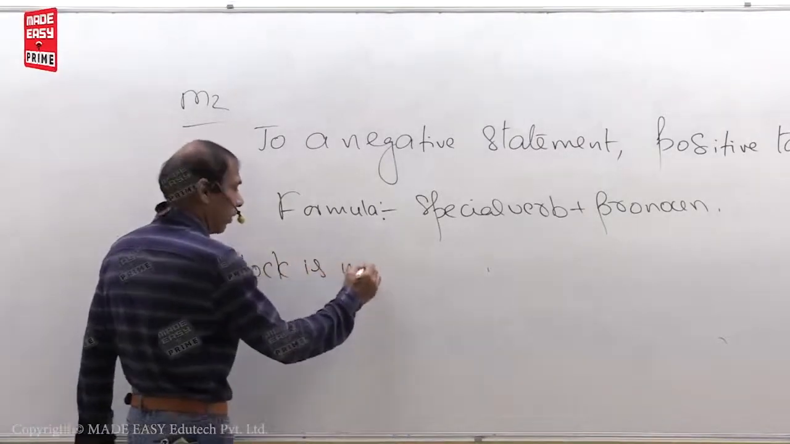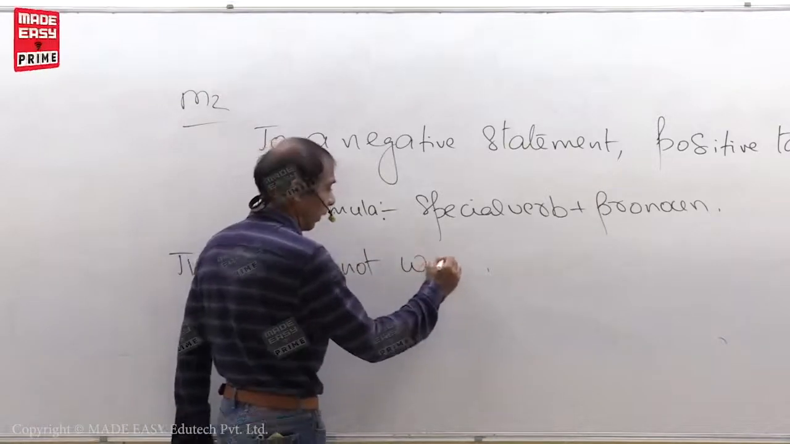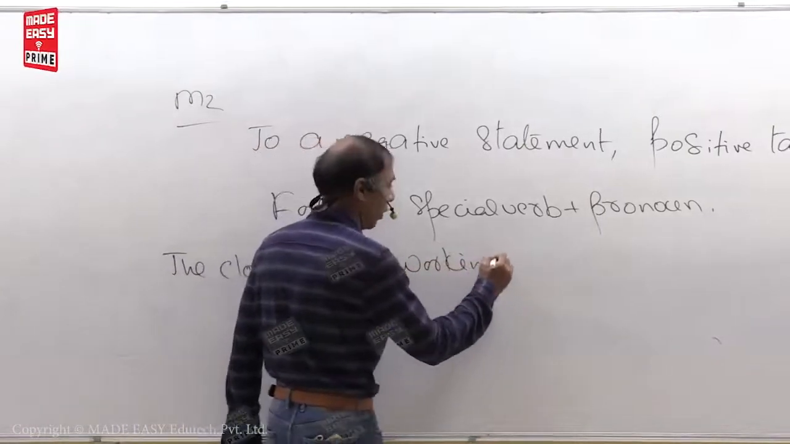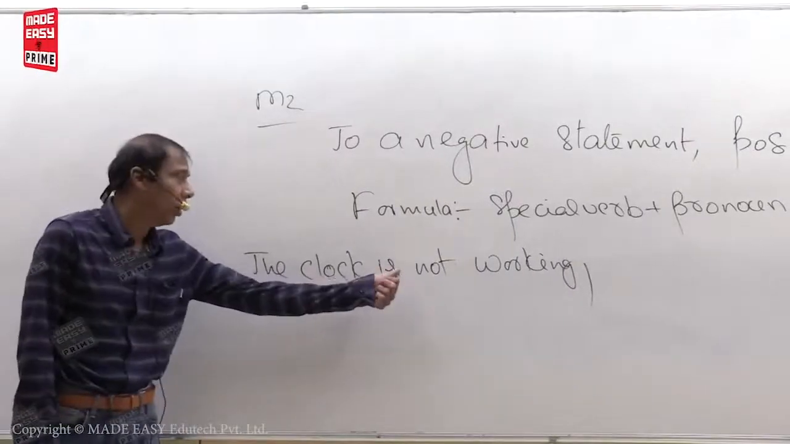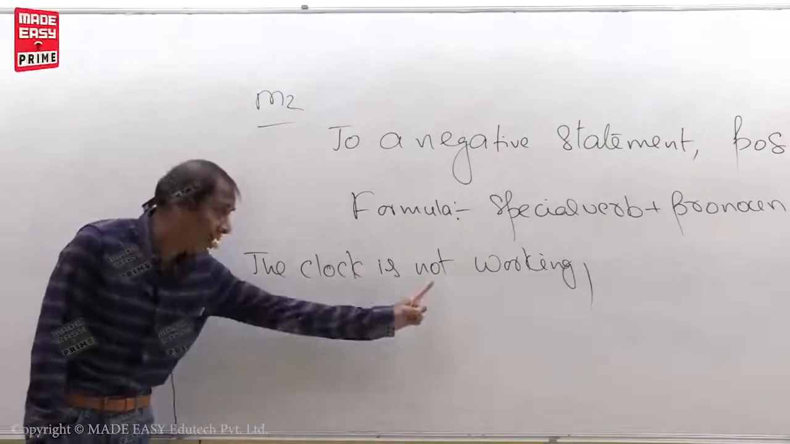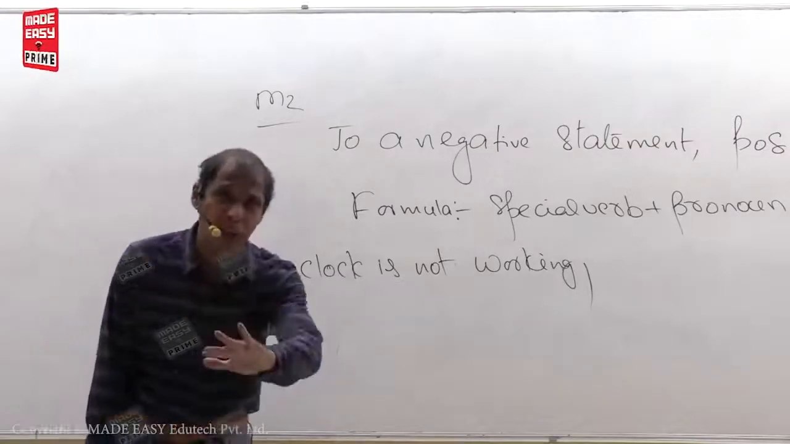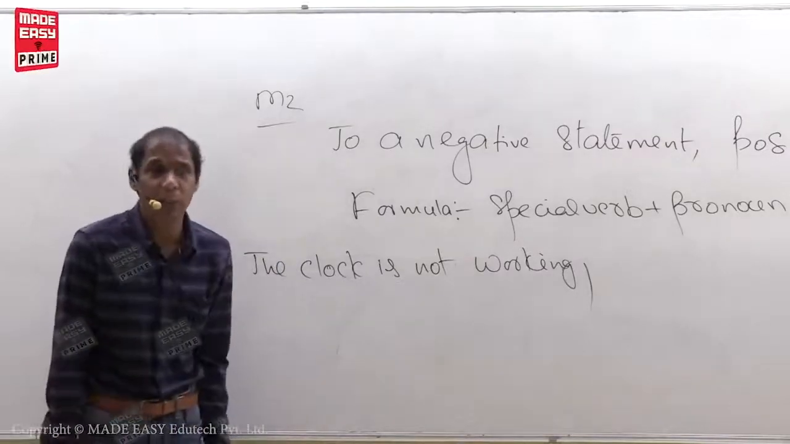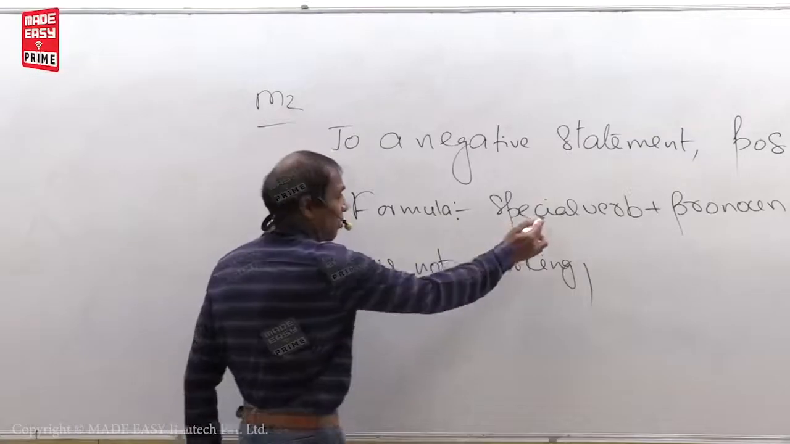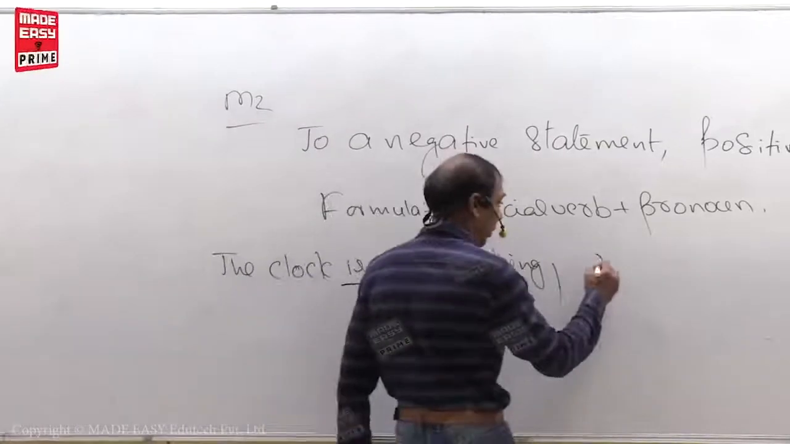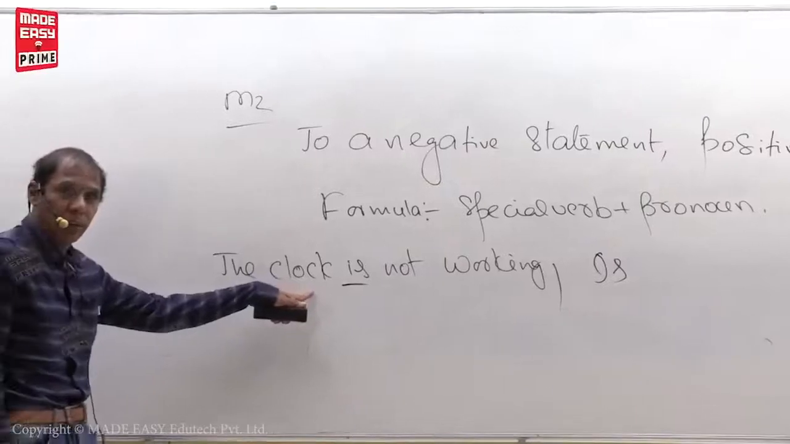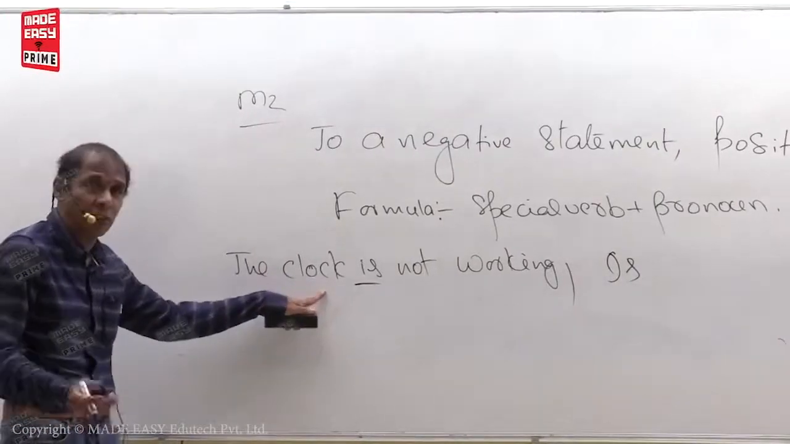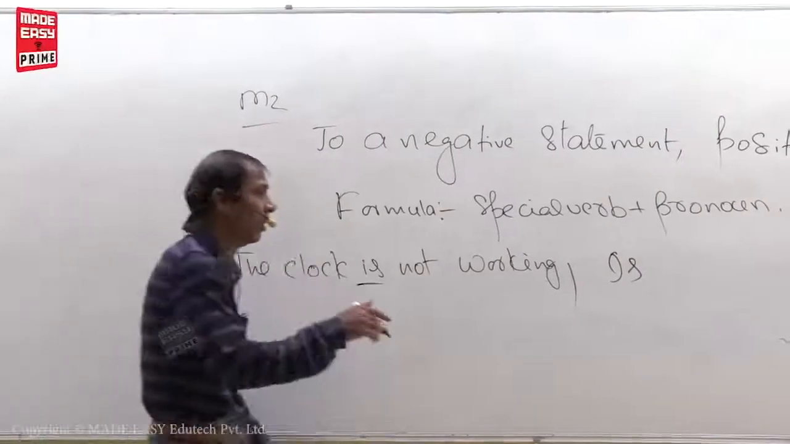For example, the clock is not working. Statement is positive or negative? Negative. Statement is negative, so the question tag must be positive. What is the formula? Special verb plus pronoun. Clock, right? Clock in the class, it has no gender. So what do you have to write? It. Is it?